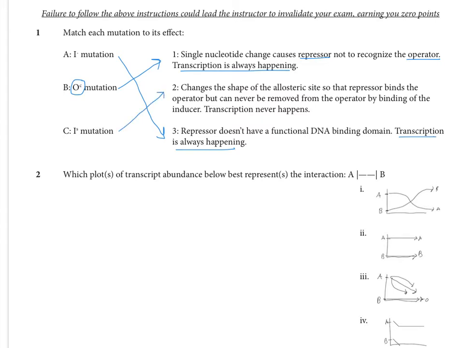The superrepressor mutation of LAC-I, which again is lac repressor, changes the shape of the site where lactose binds lac repressor, and it makes lactose unable to bind lac repressor. And remember that that's the trigger that causes lac repressor to be removed from the operator. So in this case, lac repressor can never be removed from the operator, and that's why transcription never happens.